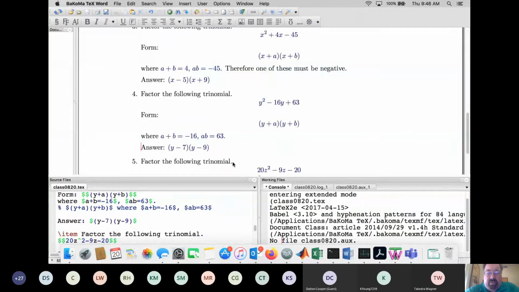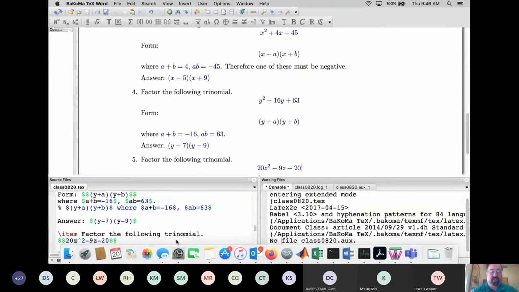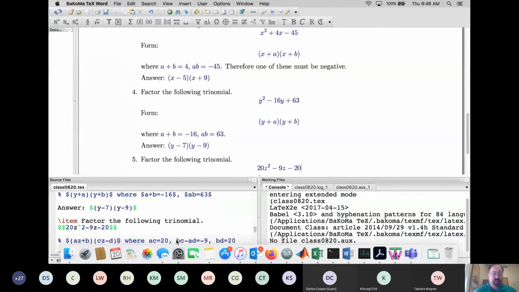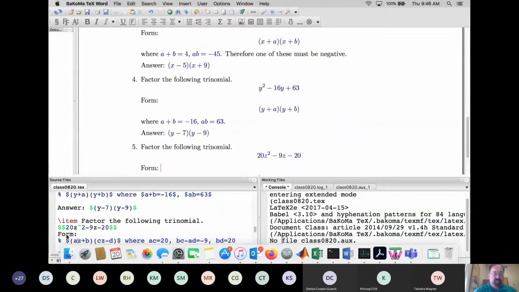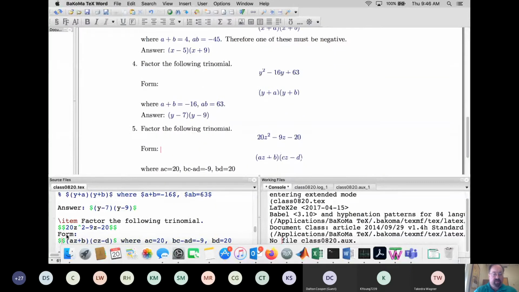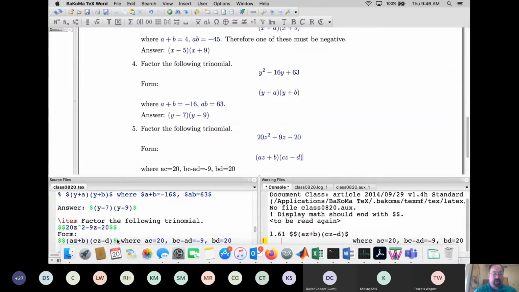Next one, a bit trickier because now we have a coefficient of z squared, the quadratic term, that is not 1. So we need a different form of the factorization. So I could write it this way.